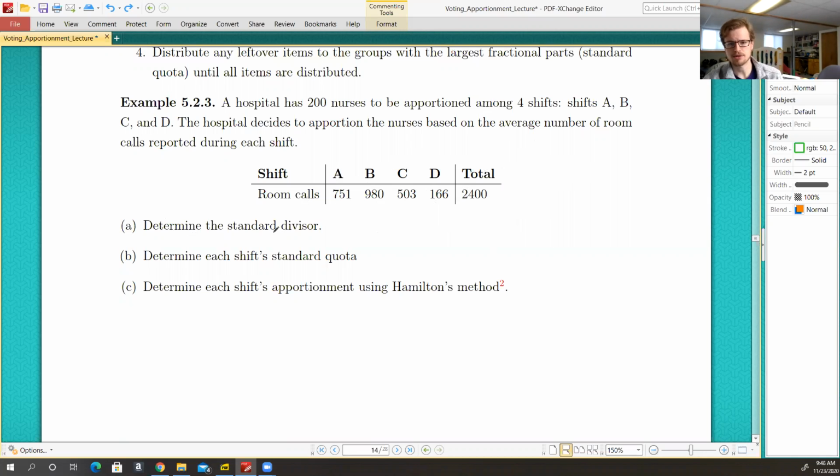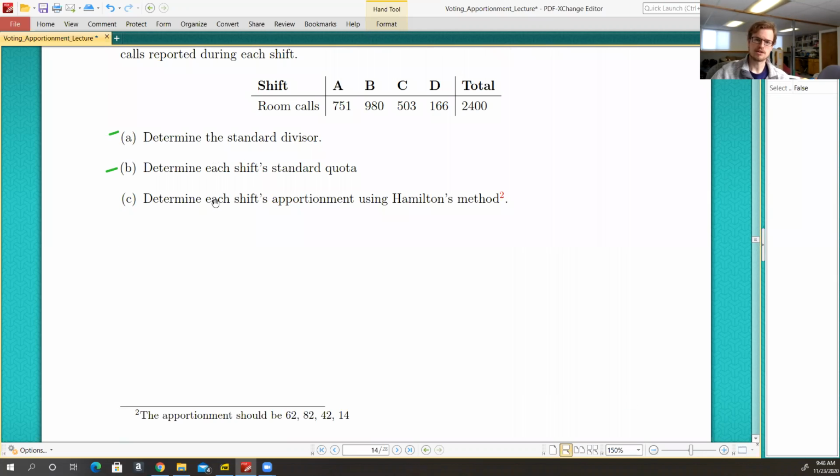Anyway, we'll perform Hamilton's method by following these 3 rather basic steps. So we want to determine the standard divisor and the standard quota. Once we do that, then we actually go ahead and start distributing. Once we start distributing, we've officially entered Hamilton's method. Okay. So the first thing to do is to determine the standard divisor. And we can do that right here in a little bit of room that we have.